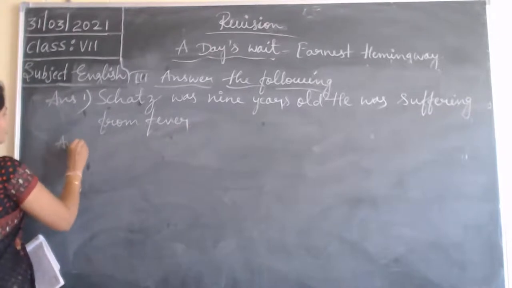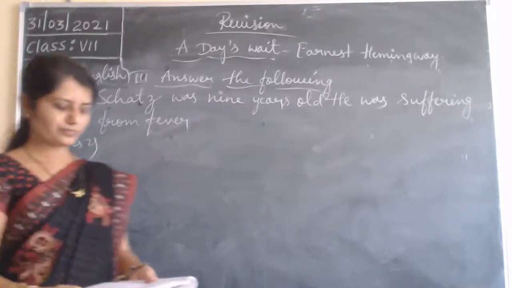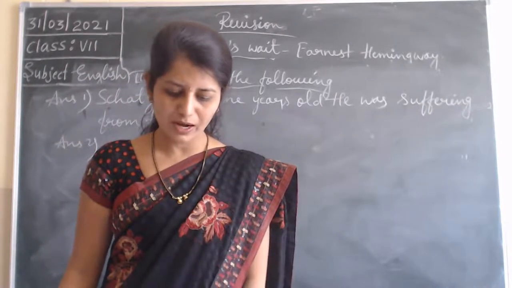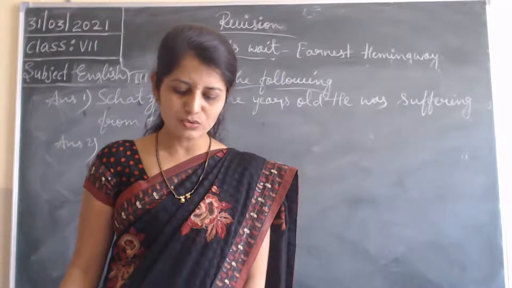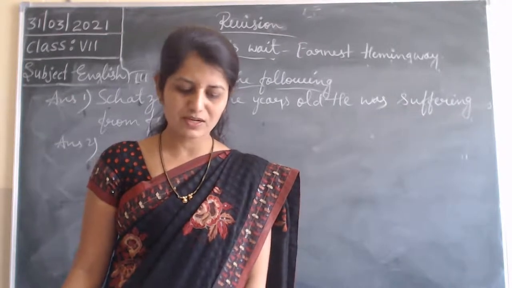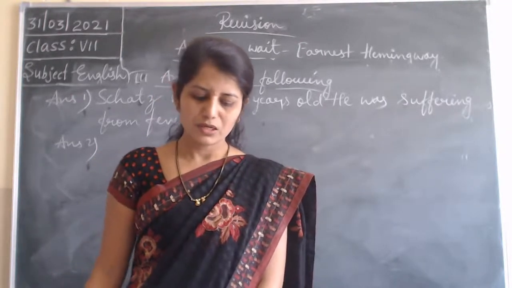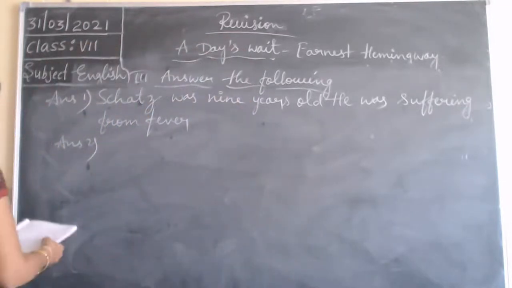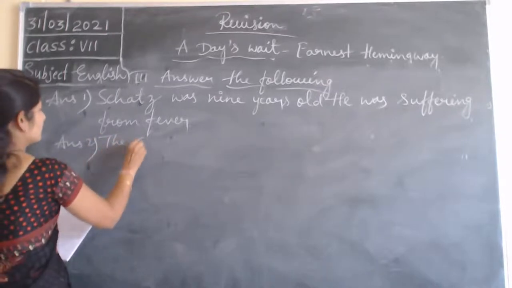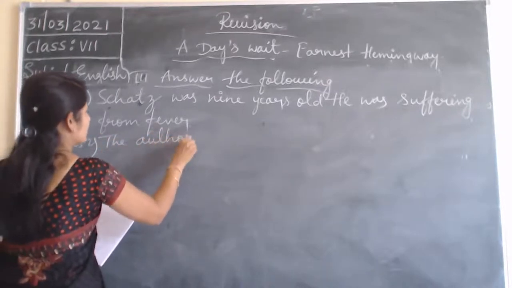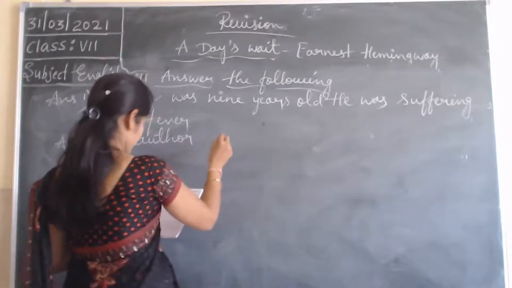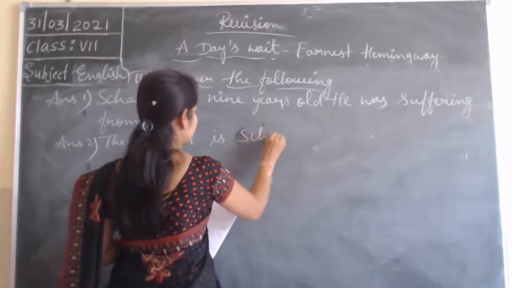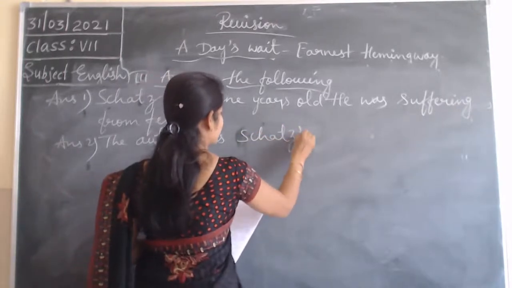So next question, children. Question number two. What is the relationship of the author with Shaj? Which line gives you that information? So answer is, the author is the father of Shaj. Who was author, children? He was the father of Shaj.